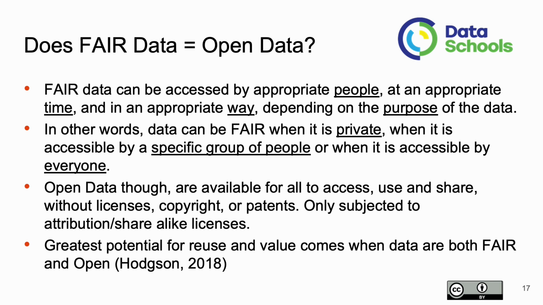FAIR data can be accessed by appropriate people at an appropriate time and in an appropriate way, depending on the purpose of the data. In other words, data can be FAIR when it is private, when it's accessible by a specific group of people, or when it's accessible by everyone. Open data, however, are available for all to access, use and share without licenses, copyright or patents, and it's only subject to attribution and share-alike licenses.